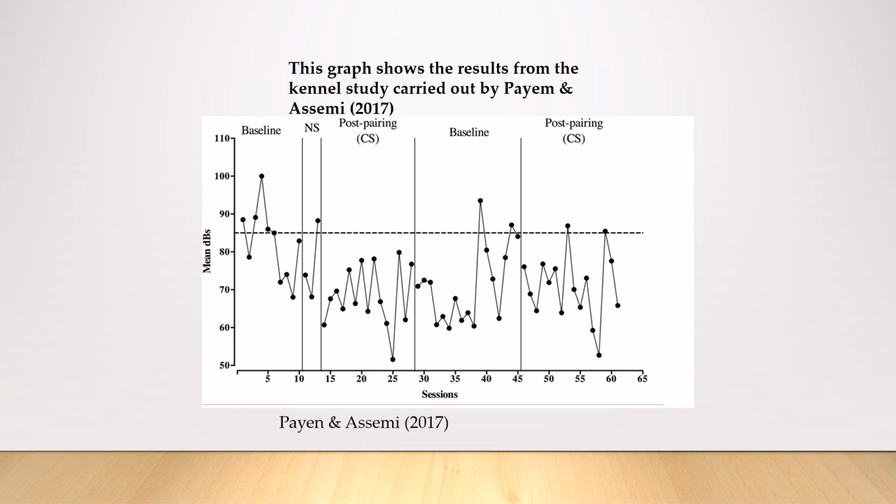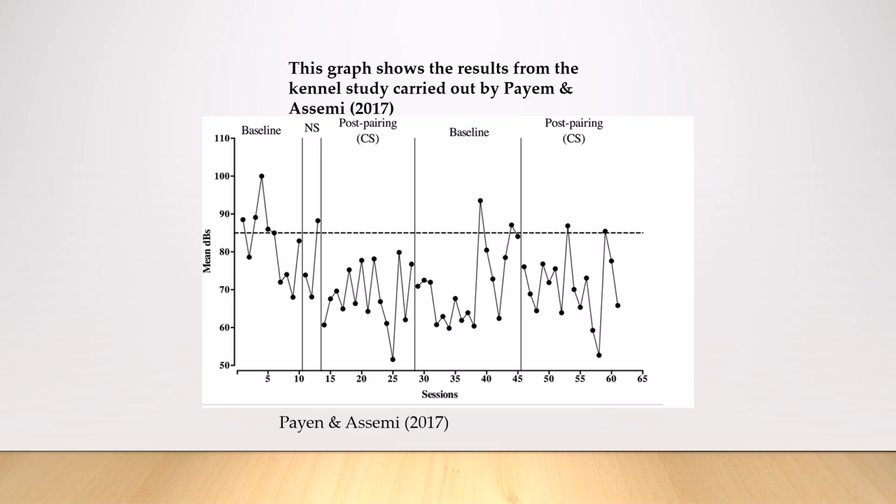This graph displays results of a study carried out by Payen and Asemi in an American dog shelter in 2017. The study was designed to test the effectiveness of a simple respondent conditioning procedure. The study was implemented to reduce the noise levels from the dogs barking. A door chime was paired with giving dogs food at the same time. The overall noise levels in the shelter decreased as a result of the intervention.